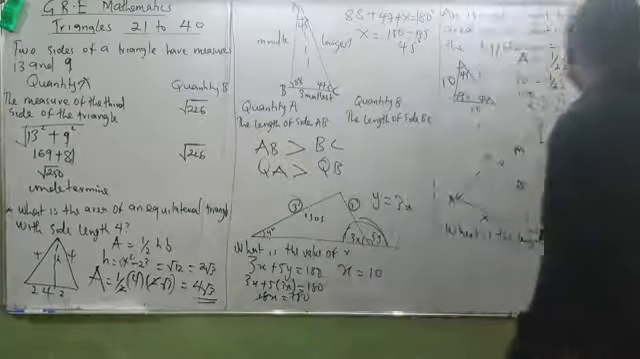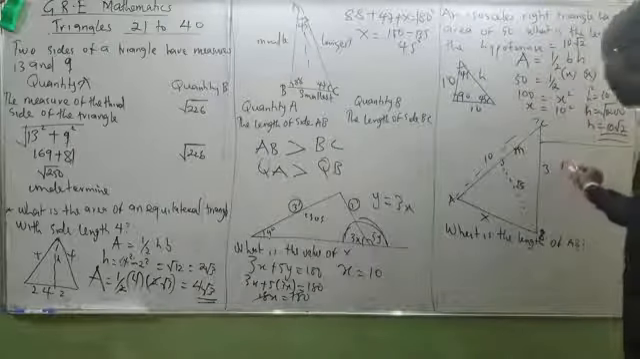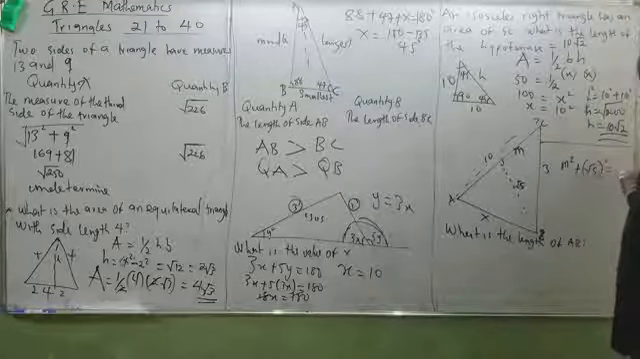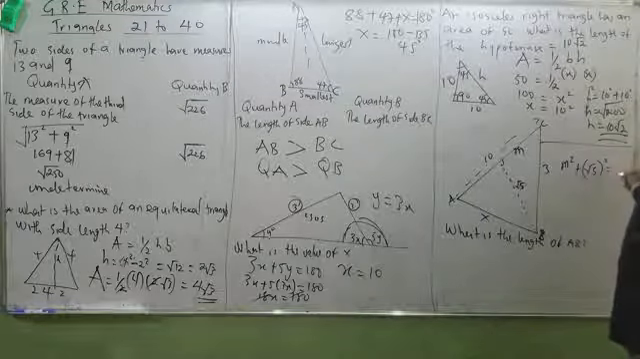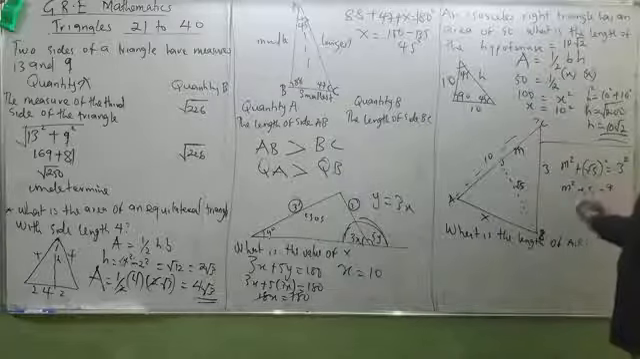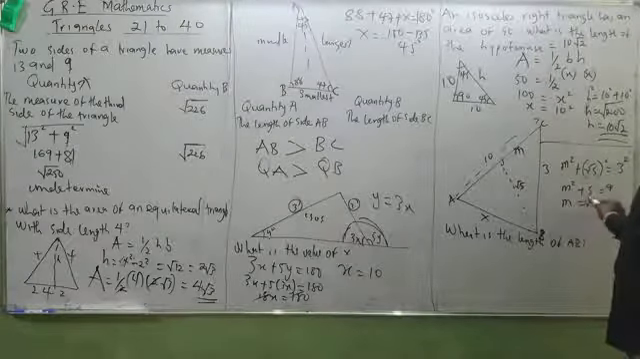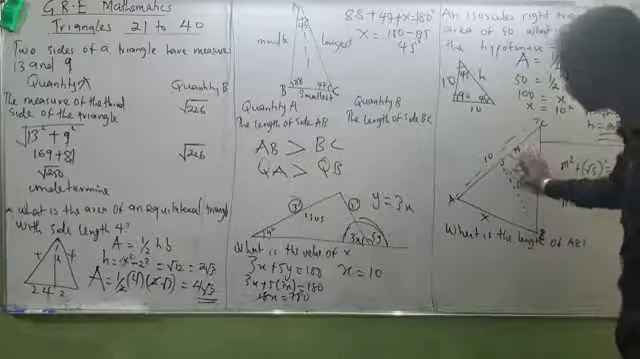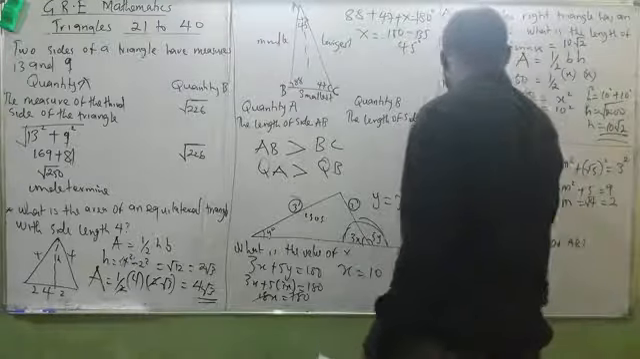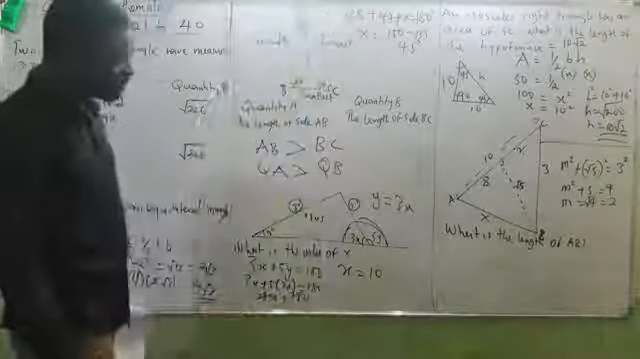It means M squared plus root of 5 squared equals 3 squared, which gives M squared plus 5 equals 9. My M will be root of 4, which equals 2. It means here is 2. Now, 2 minus 10, I'll be having 8.